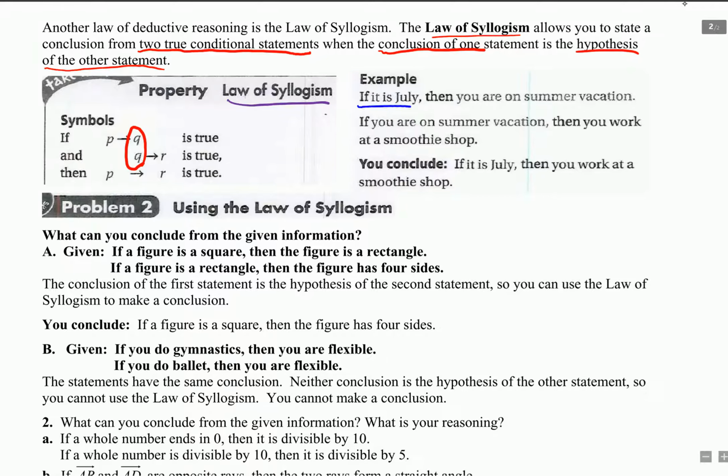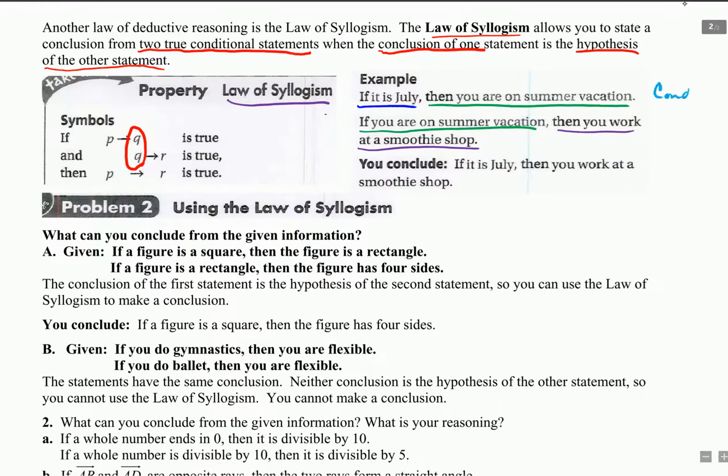If it is July, then you're on summer vacation. If you are on summer vacation, then you work at the smoothie shop. So our first requirement is that it's July. The result is you're on summer vacation. That result becomes our next requirement. Well, if you're on summer vacation, the result of that conditional is you work at the smoothie shop.